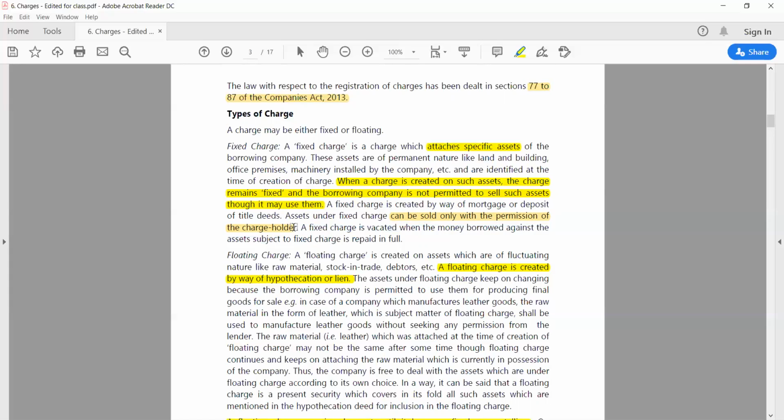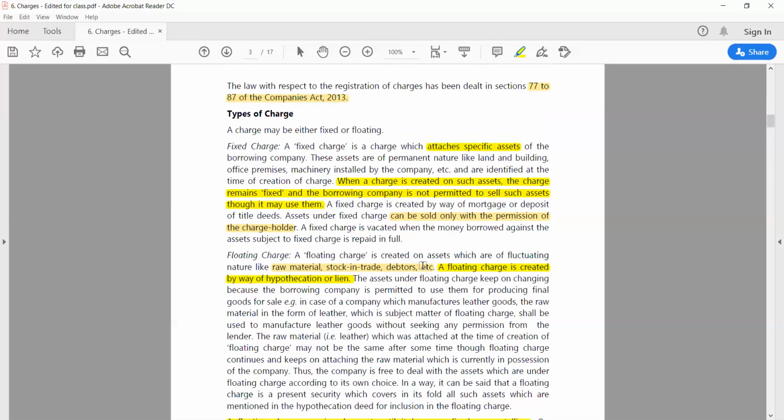Okay, next one, floating charge. Floating charge means it will keep on changing the whole thing. Let's take for example raw material. See the point here, it's already given: raw material, stock in trade, debtors, whatever, it will keep on moving. What is raw material today may be work in progress tomorrow and finished goods the next day. So we need to be very careful about whether it keeps on changing. So you will have to ensure what that floating charge is.